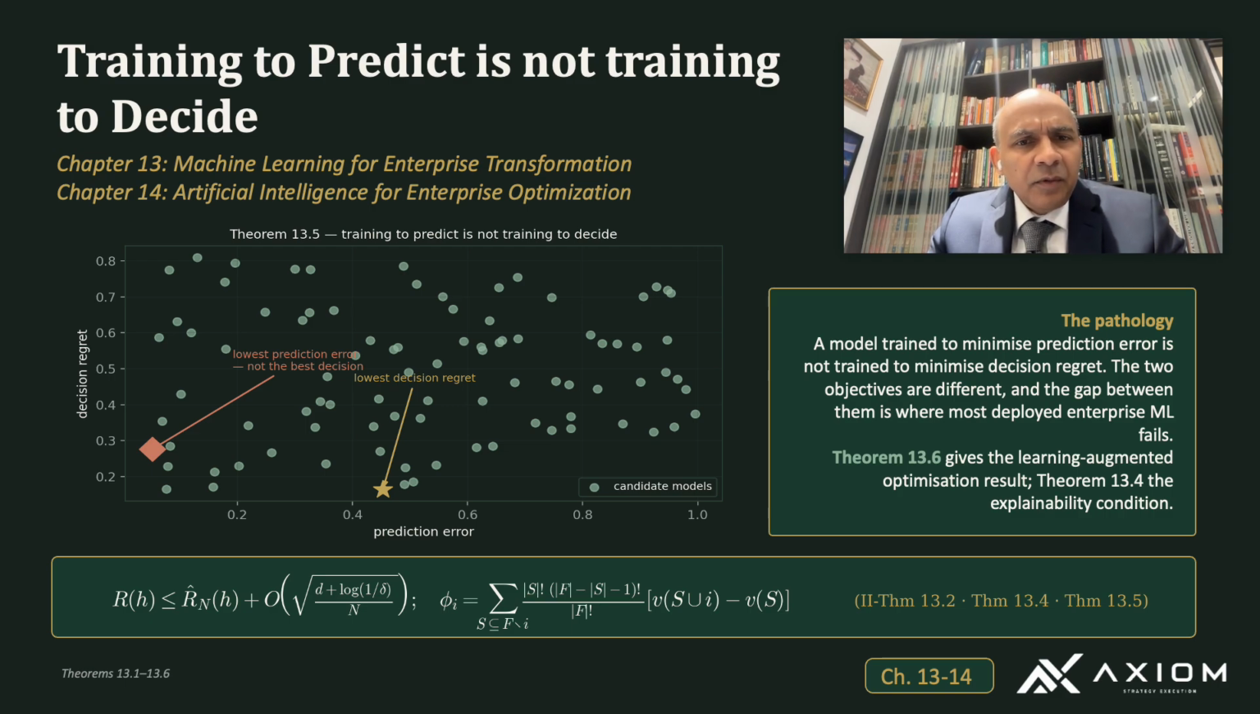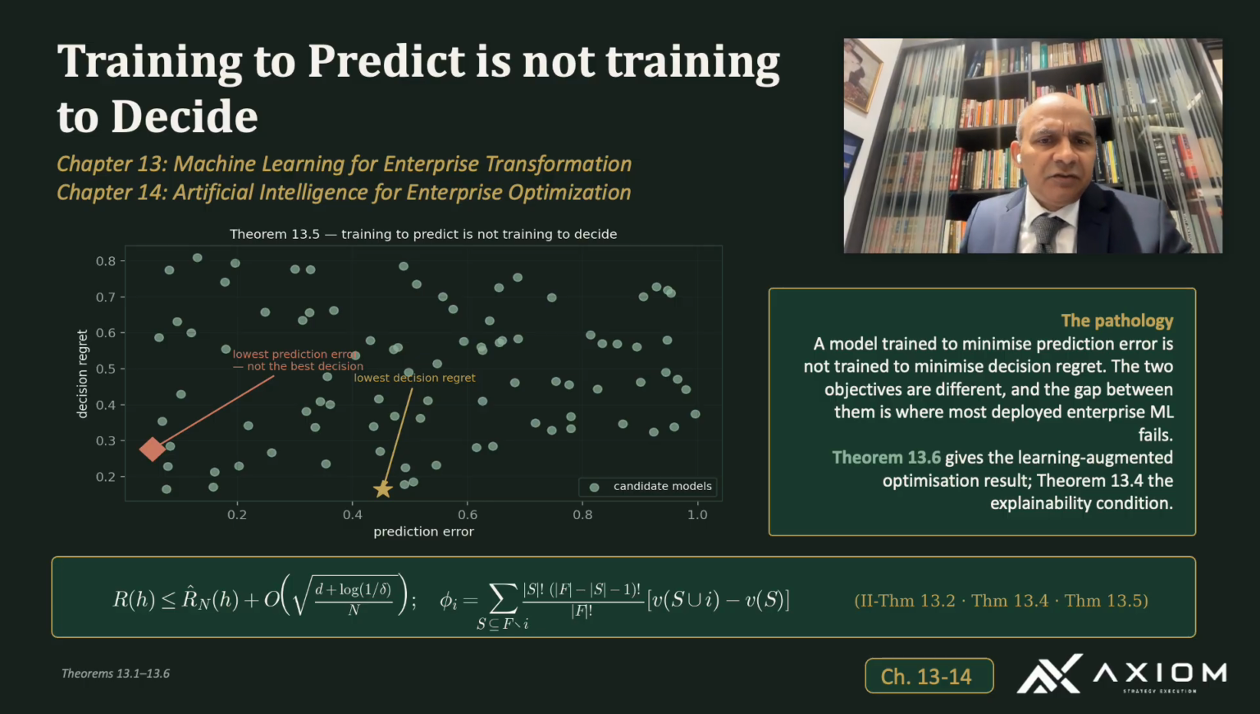Under standard uniform convergence conditions, empirical risk minimization is statistically consistent. As data grows, the learned enterprise model's true risk converges to the best achievable risk in its hypothesis class. And with increasingly rich classes, it can approach Bayes optimal risk.